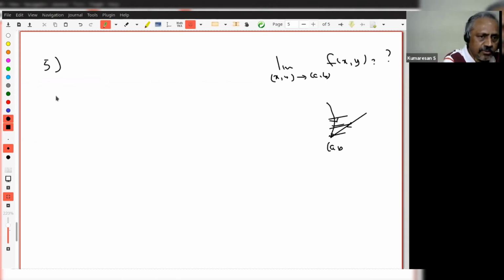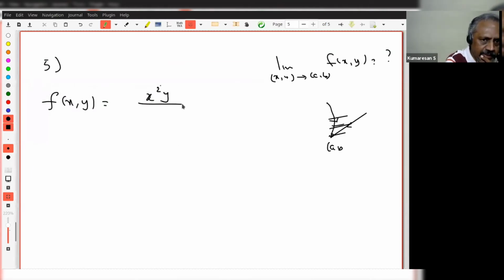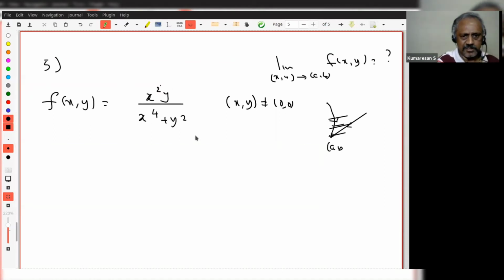Okay, so the example is this: f(x,y). This is the last example, then I will move along. Okay, let me get it correct. X squared y by x power 4 plus y squared. Again, xy not equal to 0, 0. At all other points, this is defined.